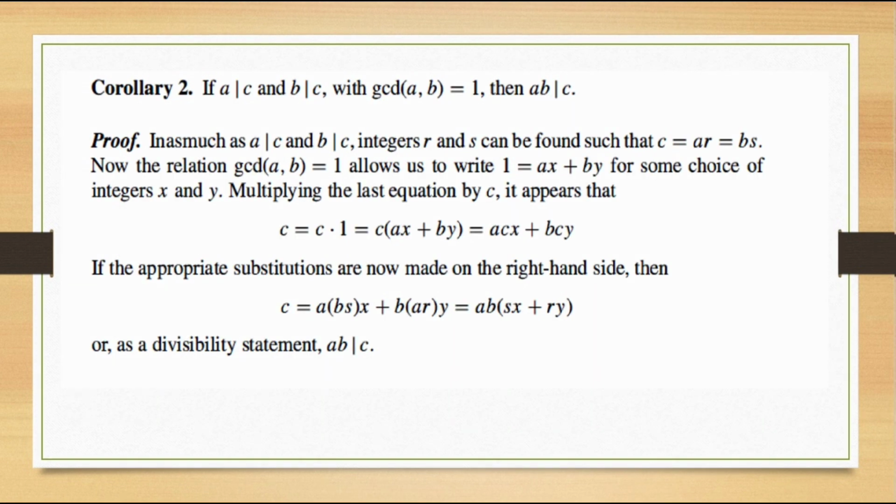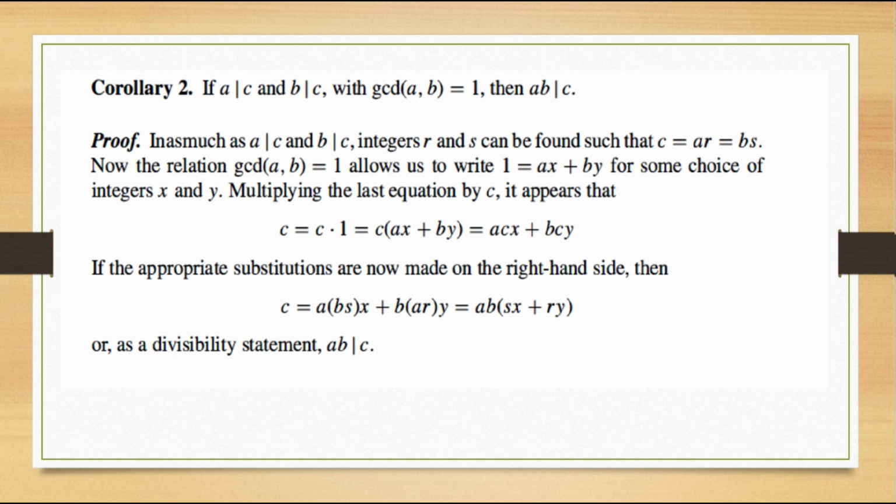Let us proceed to corollary 2. If a is divisible by c and b is divisible by c, with the greatest common divisor of the two numbers a and b equal to 1, then a times b is divisible by c. For the proof, inasmuch as a is divisible by c and b is divisible by c, integers r and s can be found such that c is equal to a times r, which is equal to b times s.